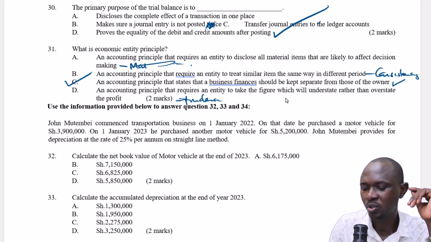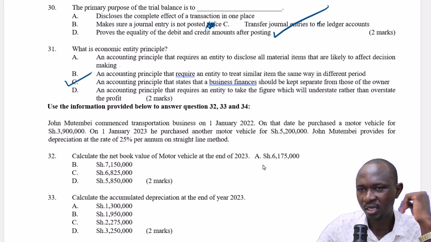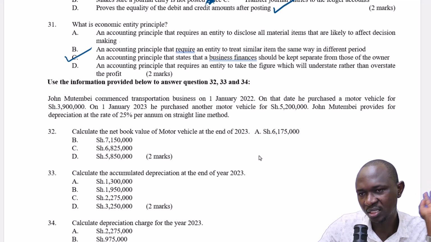Thank you. So let's move to the fourth part. So the correct answer is C, that is the economic entity or business entity principle, that the business is totally different, distinct, and independent from the owner of the business.